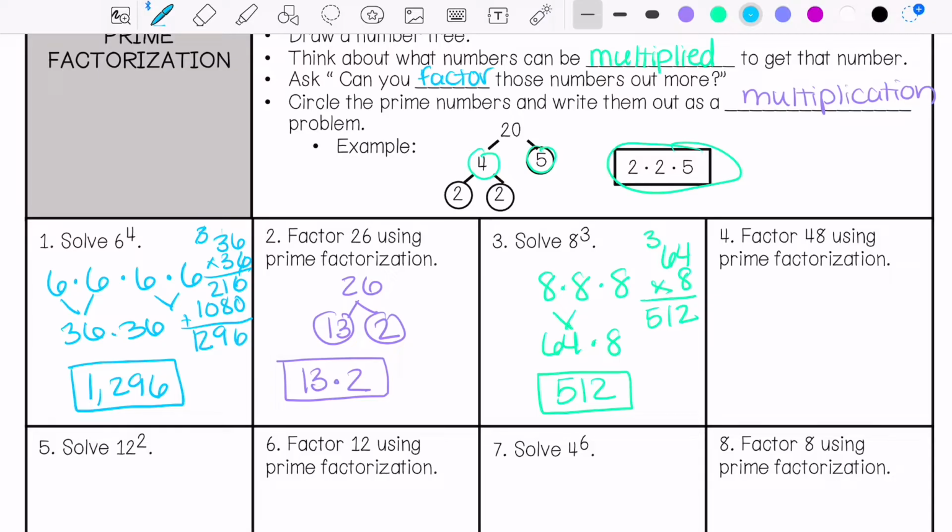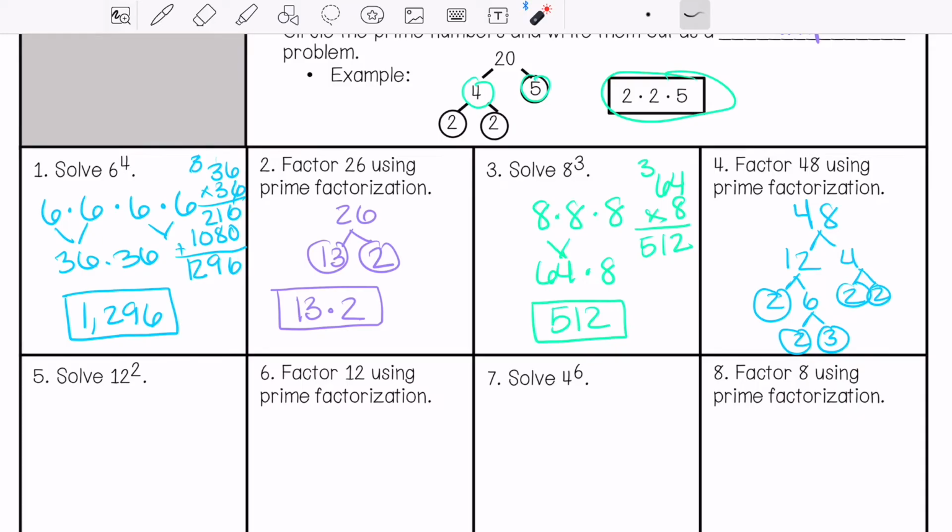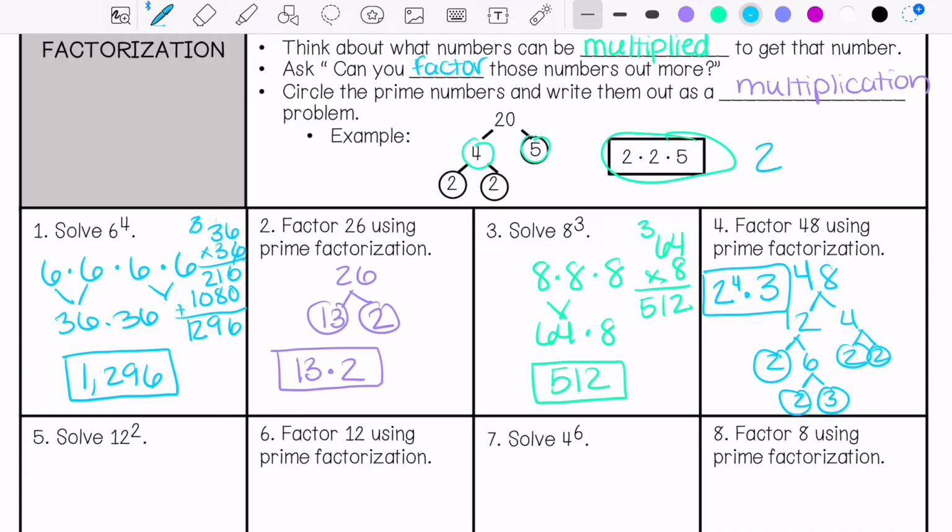All right, factor 48 using prime factorization. 48 is 12 times 4. Can factor that is 2 times 6. 2 is a prime number. Then we have 2 times 3 is 6. 2 and 3 are prime numbers. And then 4 is 2 times 2. So we have 1, oops, 1, 2, 3, 4 twos. So that would be 2 to the fourth power times 3. So really in this example, I should have done 2 to the second power times 5.